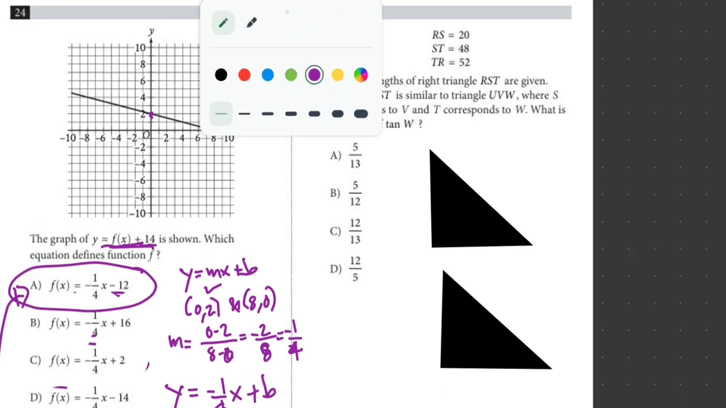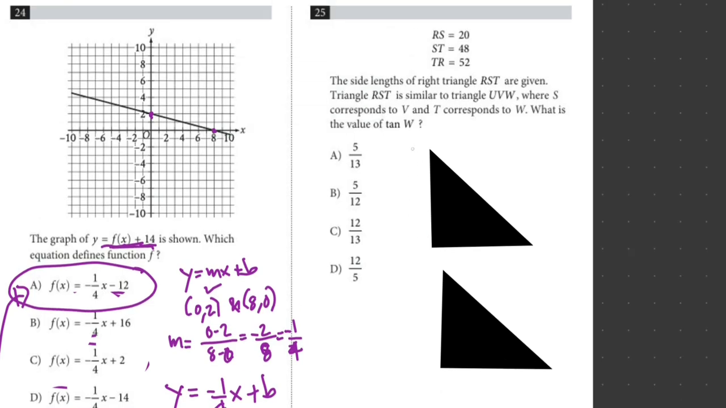Okay. So let's say this is RST and UVW, where S corresponds to V and T corresponds to W. What is the value of tangent W? It says RS is 20, ST is 48, and TR is 52. And they are similar triangles.